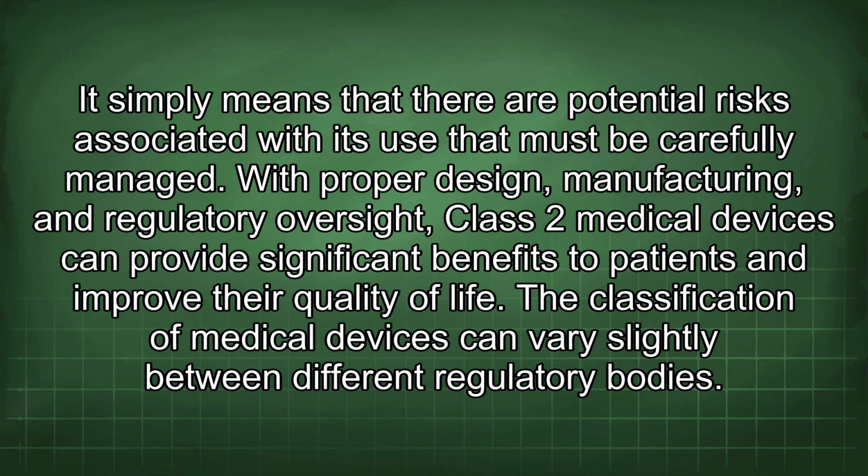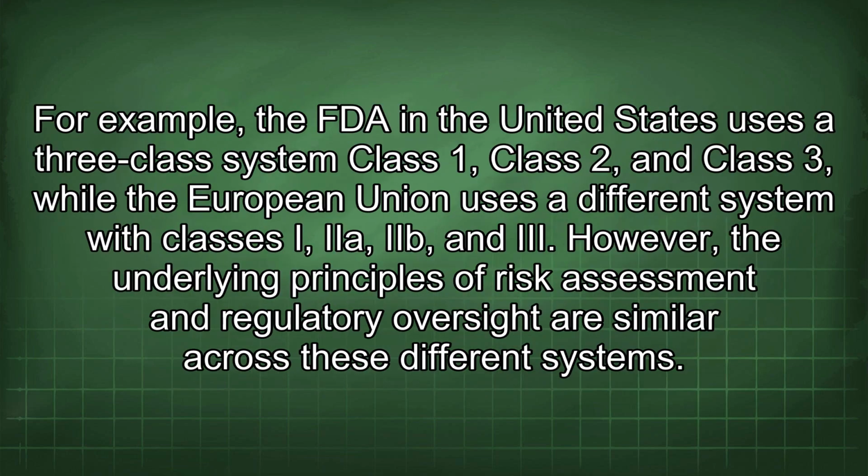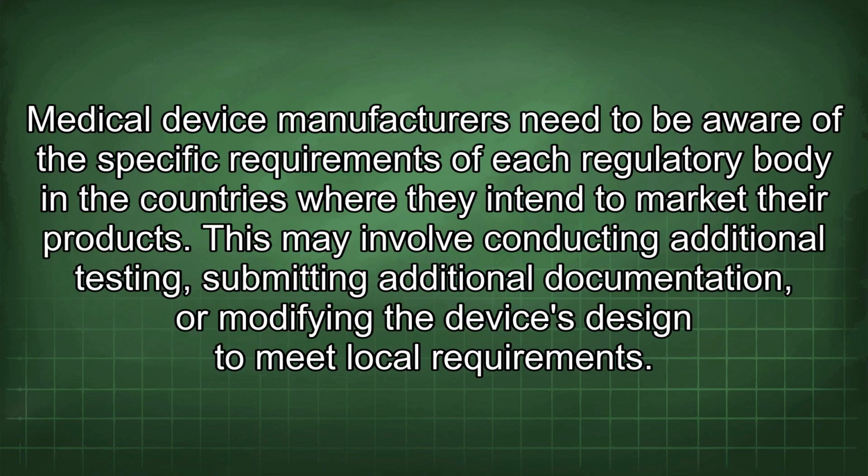The classification of medical devices can vary slightly between different regulatory bodies. For example, the FDA in the United States uses a three-class system: Class 1, Class 2, and Class 3, while the European Union uses a different system with classes I, IIa, IIb, and III. However, the underlying principles of risk assessment and regulatory oversight are similar across these different systems. Medical device manufacturers need to be aware of the specific requirements of each regulatory body in the countries where they intend to market their products.